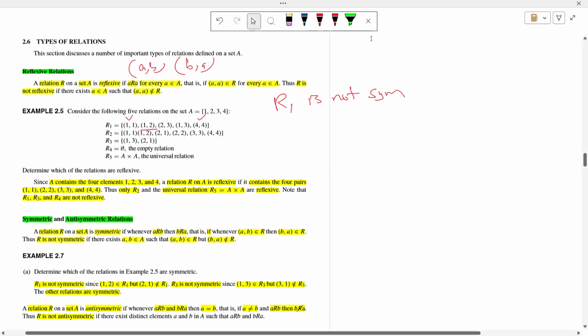How about R2? So R2: 1, 1, we don't need to check. 2, 2, we don't need to check. 3, 3, we don't need to check. 4, 4, we don't need to check. So here 1, 2 is there, so 2, 1 is also there, right? Here 2, 1 and 1, 1 are also there, right? So R2 is symmetric.